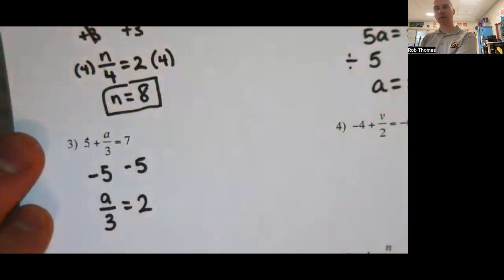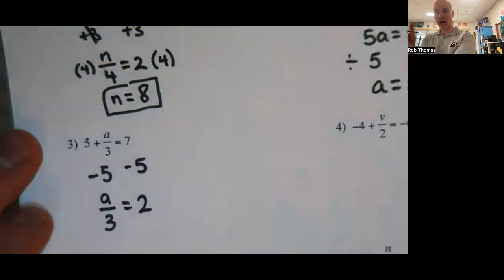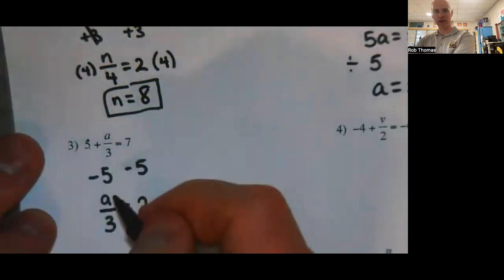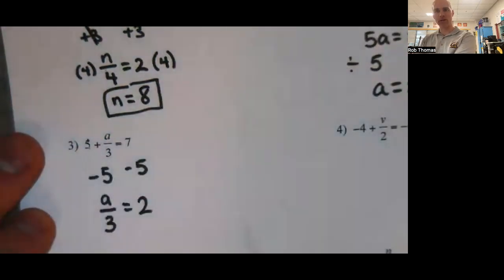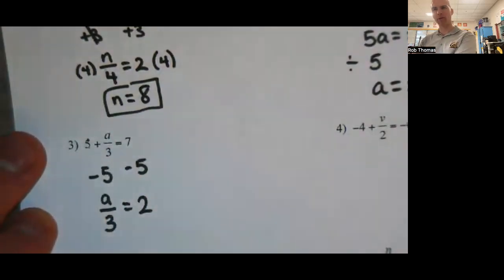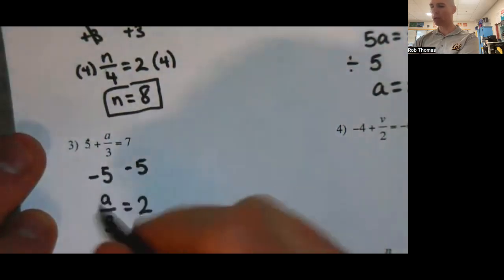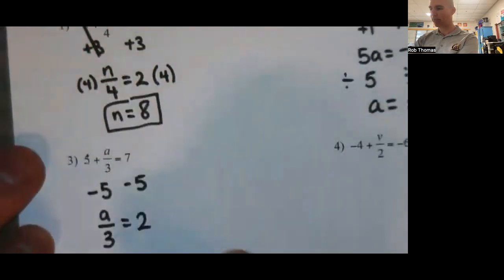This process that we're doing, where we're purposely doing the opposite of each thing, so things go away, right? The 5 goes away because we subtracted 5. This 3 is about to go away because we're going to times by 3. We're breaking the equation down step by step to get the variable all by itself, and that's called isolating the variable. That's a pretty important vocab phrase. So know that what we're doing is called isolating the variable.